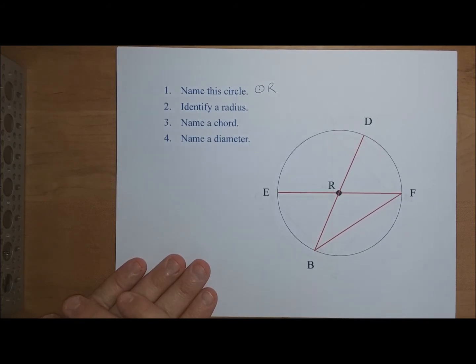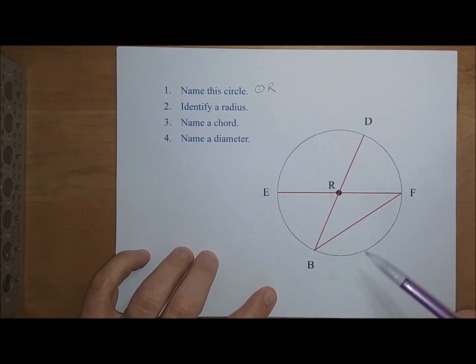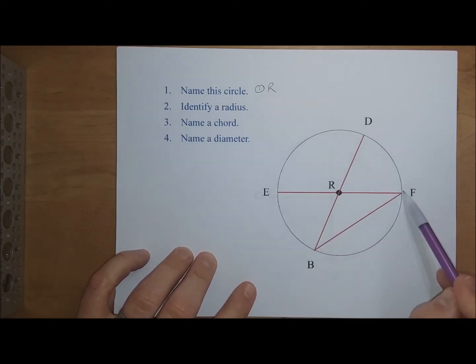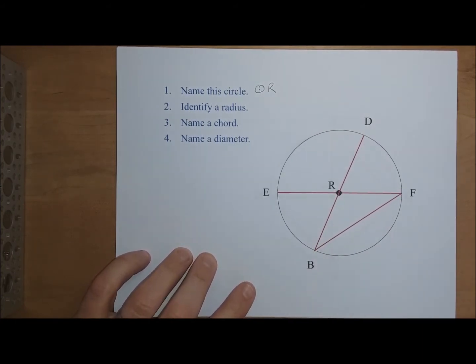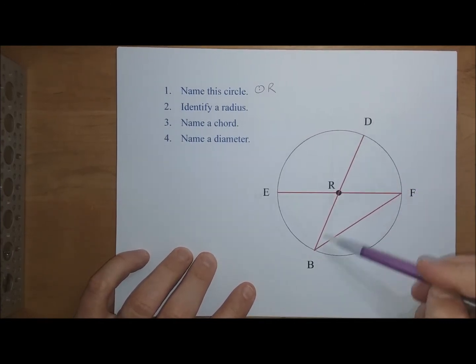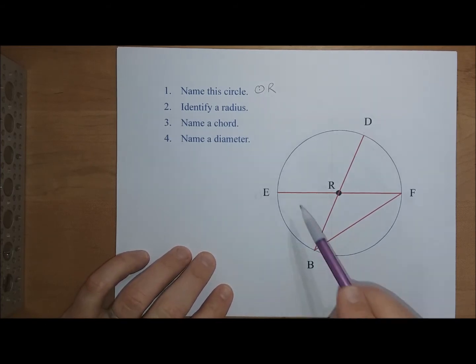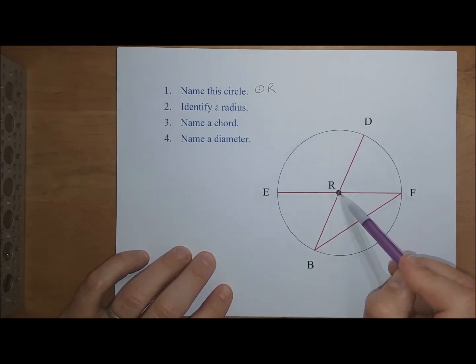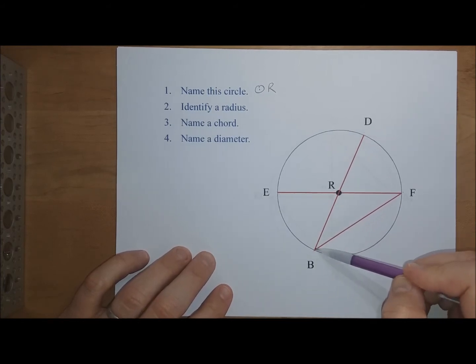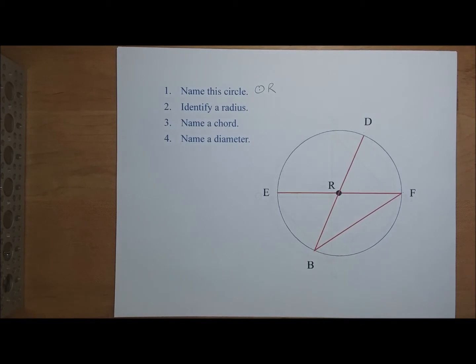I see three chords here. Could we name a chord? I see BF, that's a chord. I see EF, that's a chord because it has its endpoints on the circle. And we also have BD. And two of those three chords are diameters. EF happens to be a diameter because it passes through the center. And BD is also a diameter because it passes through the center.